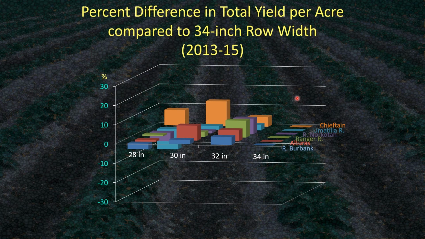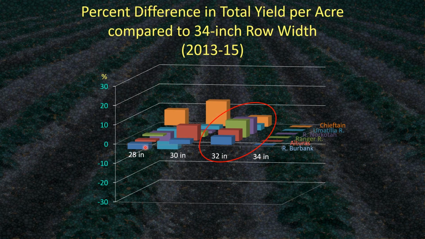So here we have percent difference in total yield per acre compared to the 34-inch rows. And again, this is across the same varieties and the same time period, where we have Burbank, Alturas, Ranger, Norcota, Umatilla, and Chieftain. And here 34 inches is a 0 or flat because that's the one we're comparing to. When you take a look at 32 inches here, all varieties liked being at 32 inches. They increased their total yield.